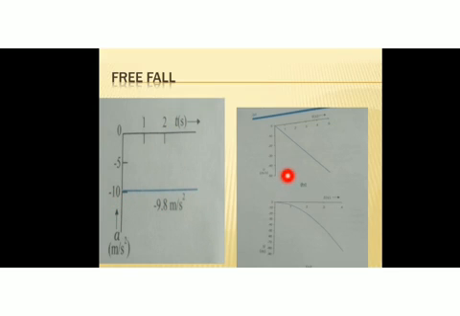And this represents the velocity time graph for an object under free fall. This graph represents uniform acceleration, and that means acceleration will be constant. And for a free fall, acceleration will be constant. Again, it will be in the negative direction. So the graph will be like this.